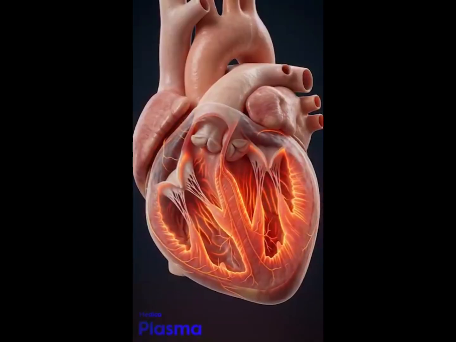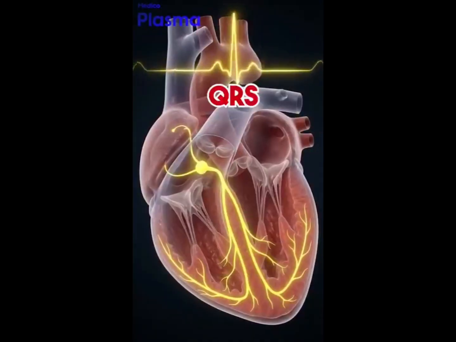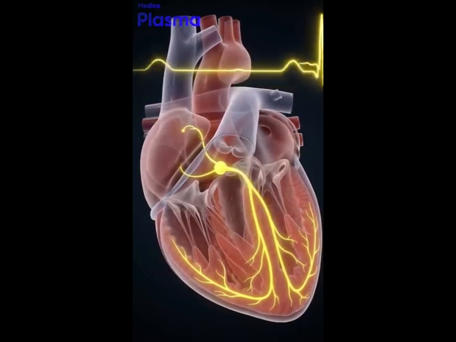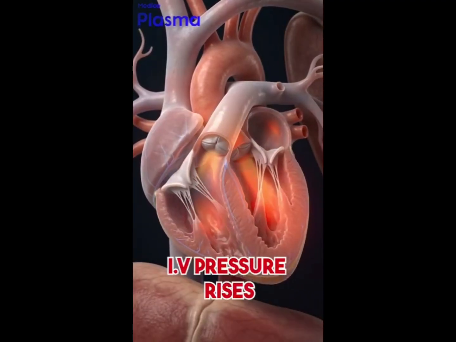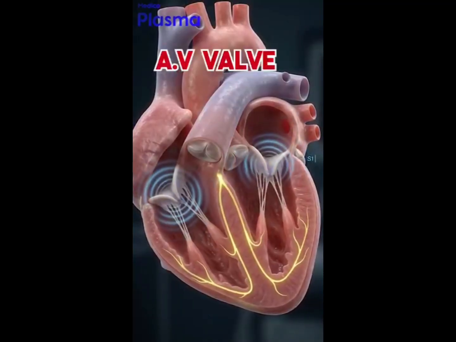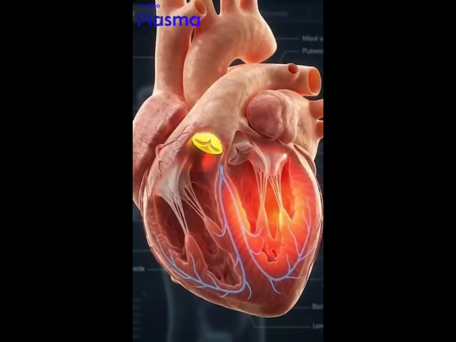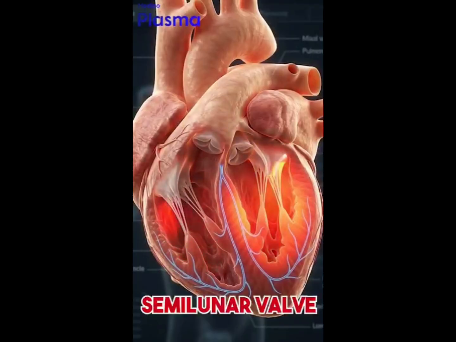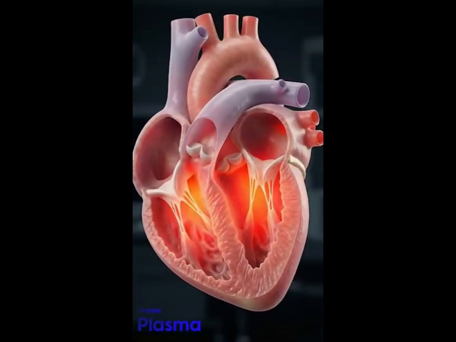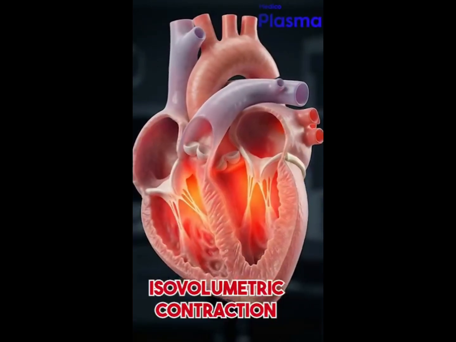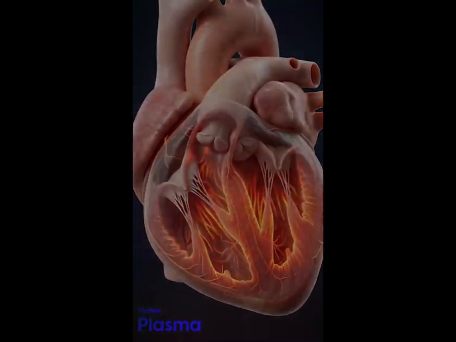Following this, ventricular systole begins with ventricular depolarization, represented by the QRS complex on the ECG. As the ventricles contract, intraventricular pressure rises rapidly, forcing the atrioventricular valves to close and producing the first heart sound, S1. At this moment, the semilunar valves remain closed and the ventricles contract without a change in volume. This phase is called isovolumetric contraction and allows pressure to build within the ventricles before blood is ejected.